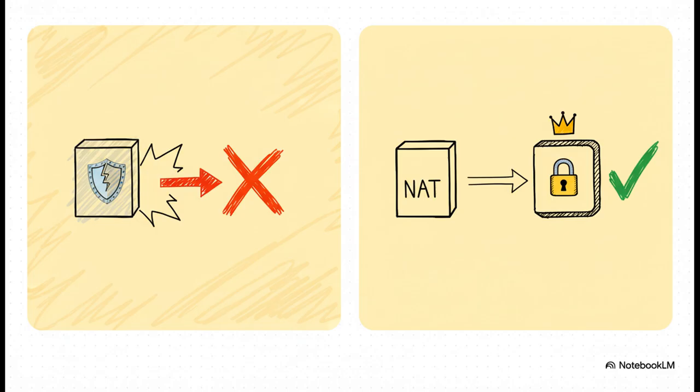ESP, on the other hand, does it all. You get encryption for privacy, plus authentication for integrity, and it's NAT friendly. That's why ESP is the undisputed champion that's used in pretty much all modern IPsec setups today.